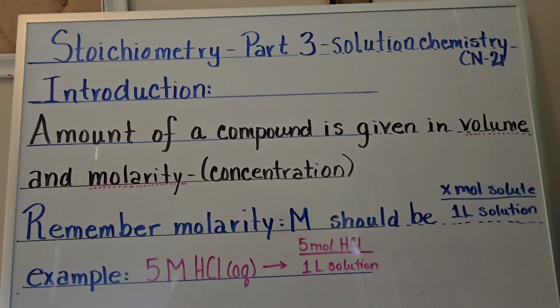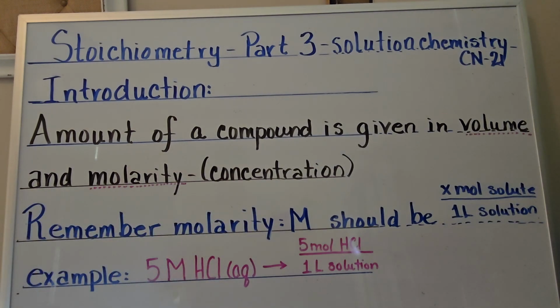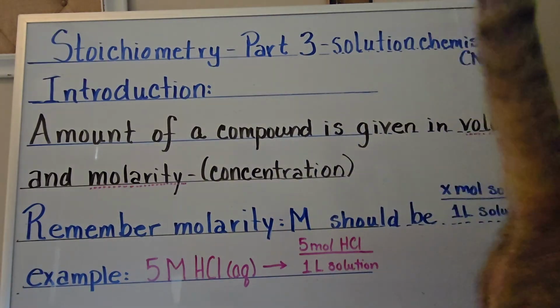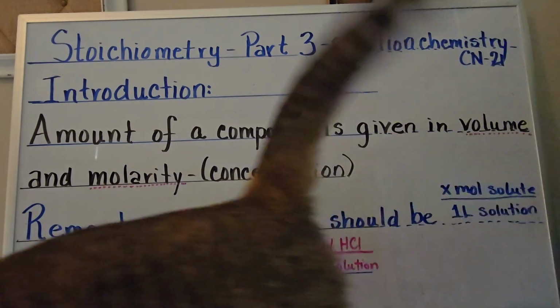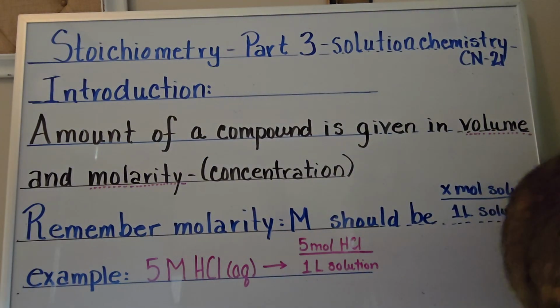If we remember, molarity is often presented as capital M, but we should never use it as capital M. We should translate that to some number X moles of solute per 1 liter of solution. Here I'm giving you an example. If I have in my problem 5 molar HCl aqueous, I need to translate this into 5 moles HCl per 1 liter of solution.